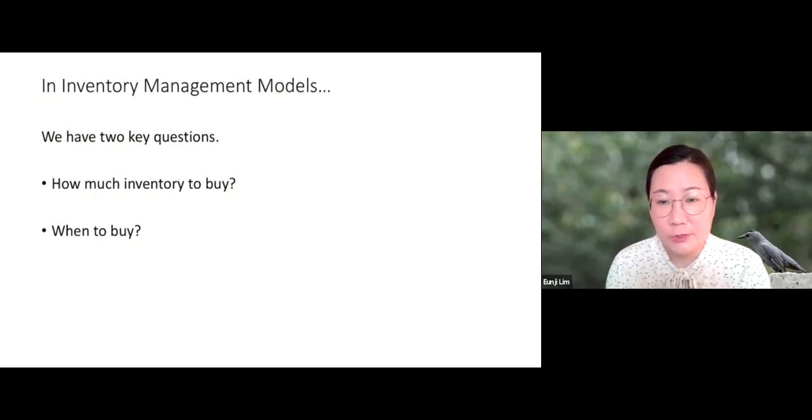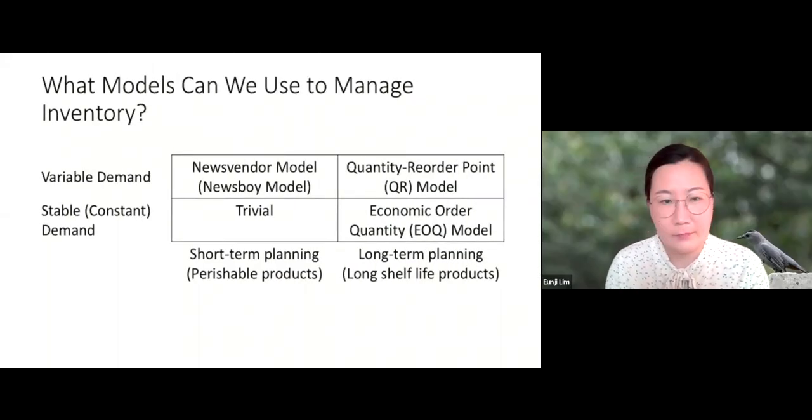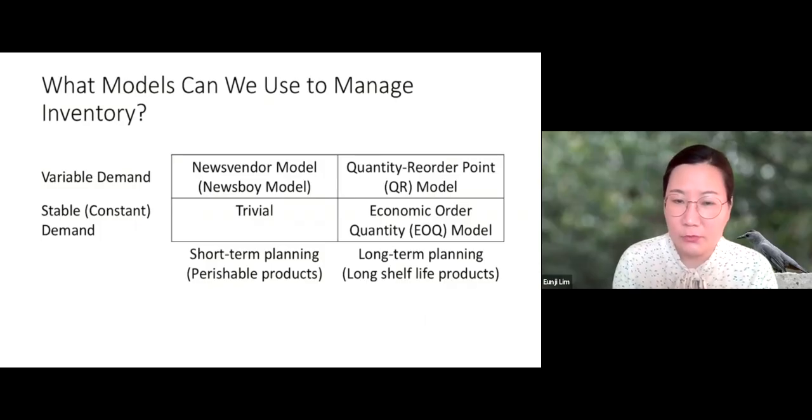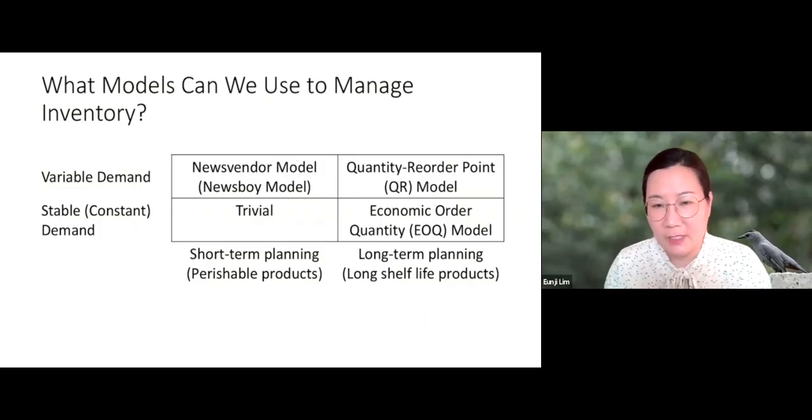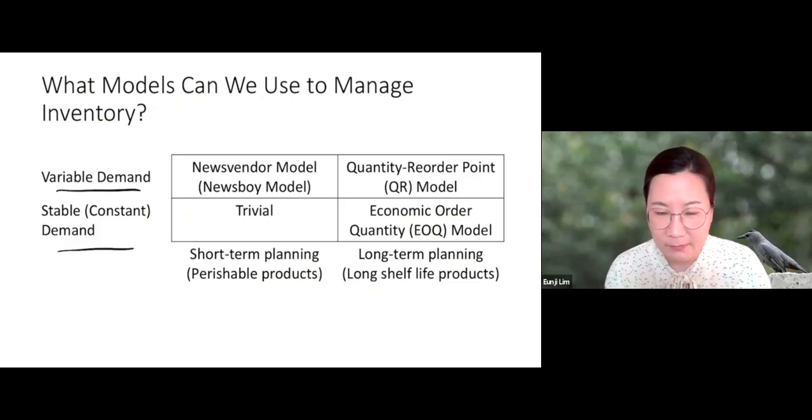In this part, we'll talk about inventory management models. In inventory management models, we have two key questions: how much inventory to buy and when to buy. So we have several inventory models, and we can classify them as follows. Some models can handle variable demand, and others can handle stable demand. In other words, constant demand.